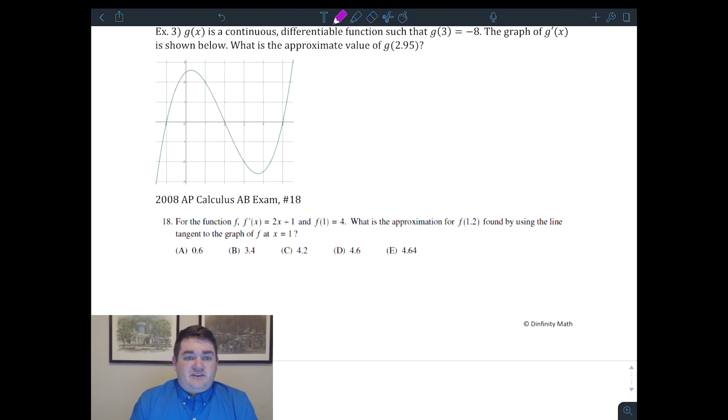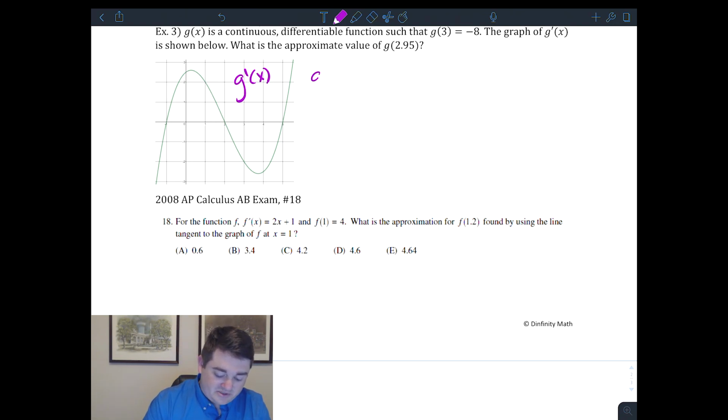And example 3, g of x is a continuous differentiable function such that g of 3 is negative 8. The graph of g prime of x is shown below. Let's go ahead and label that. This graph is g prime of x. What's the approximate value of g of 2.95? Well, this is an interesting question because I can't plug in 2.95 even if I wanted to because I don't have an equation for g of x.